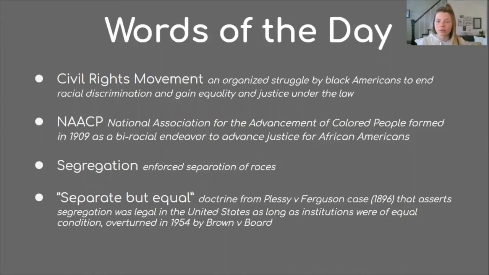We typically learn about this in history class when we're talking about the 1950s and 60s, but it's important to understand that it doesn't just start and end out of nowhere. It is a movement and it is very organized and it lasted for a long time and some may argue is still happening today. The NAACP is an abbreviation for the National Association for the Advancement of Colored People, and this was formed in 1909 as a biracial endeavor to advance justice for African Americans.